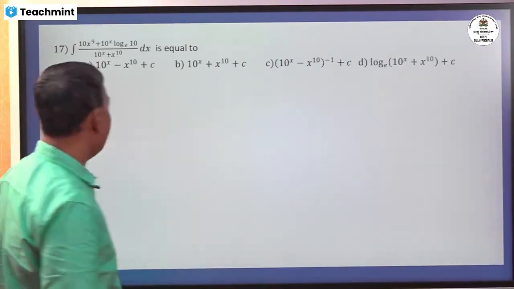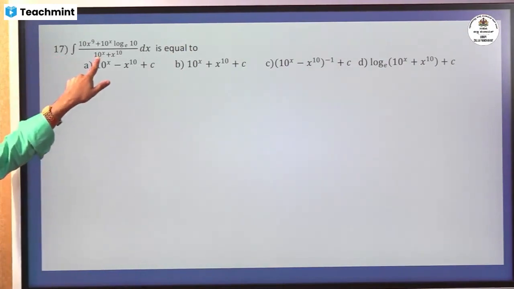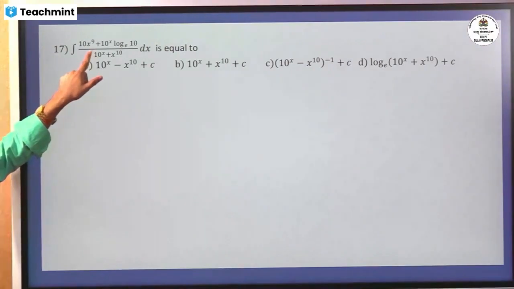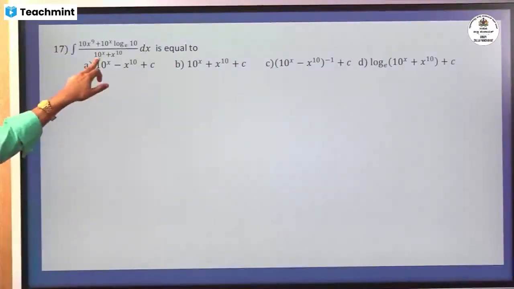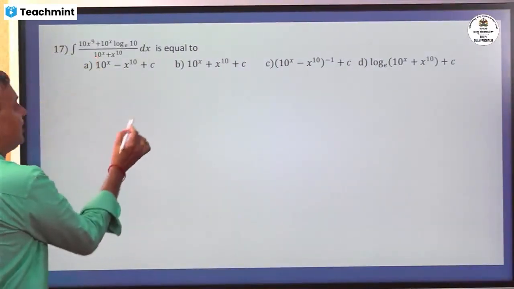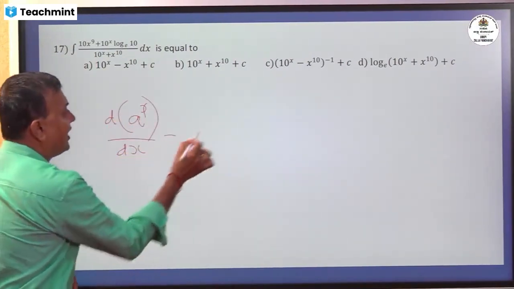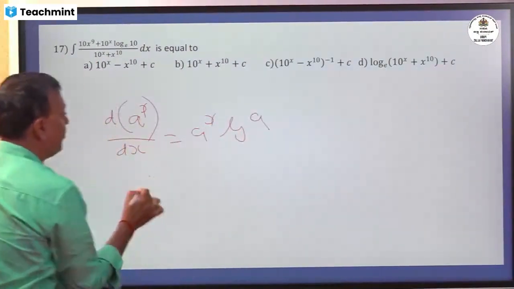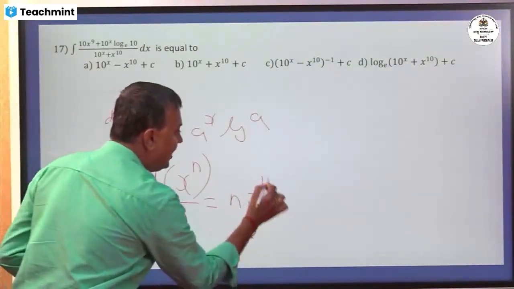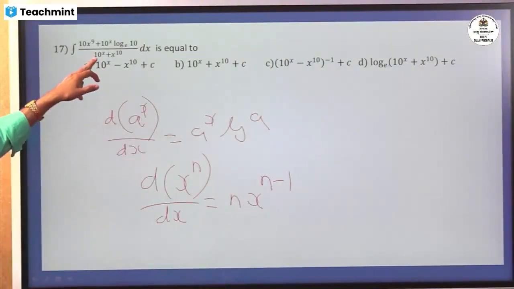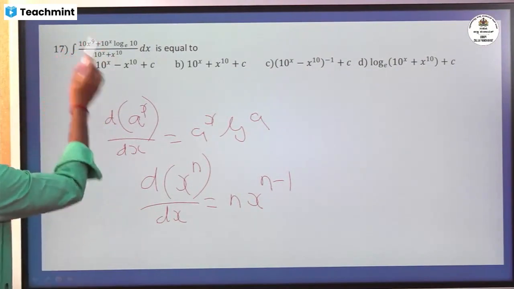Next integration problem. What is the derivative of 10 power x? This question is there in your textbook in 7.2 exercise, the last multiple choice question. Here, what is the derivative of a power x? It is a power x into log a. What is the derivative of x power n? It is n x power n minus 1. So here the derivative of 10 power x is 10 power x into log 10. Derivative of x power 10 is 10x to the power 9.